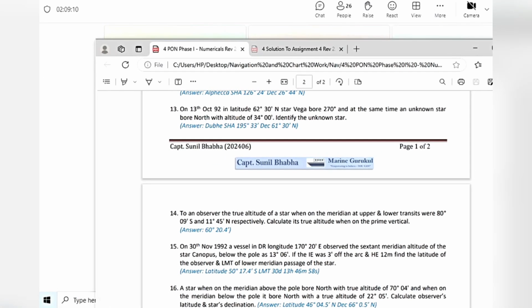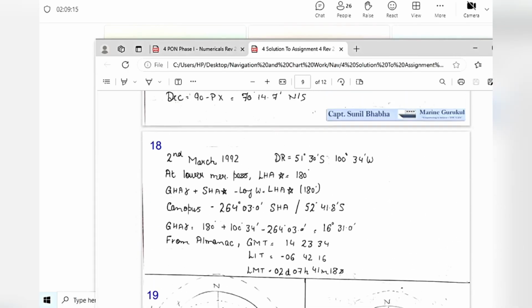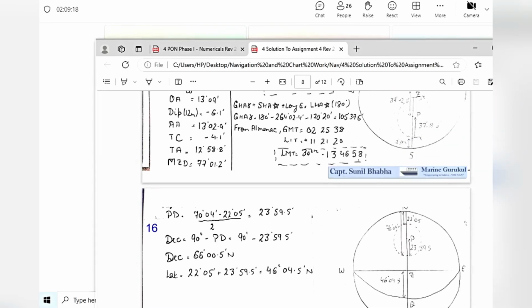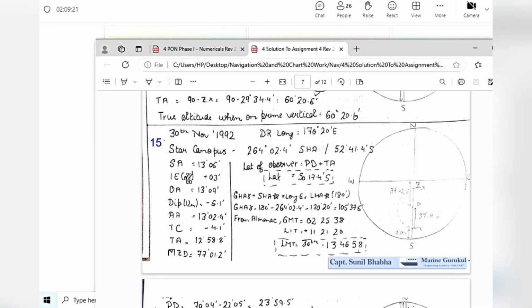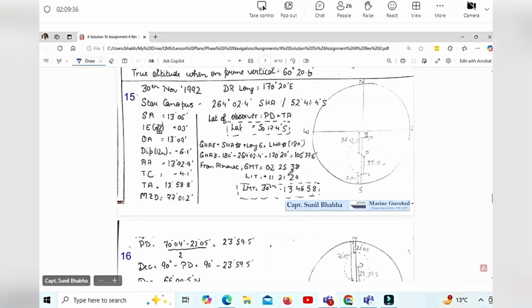Okay, got it, beta. What is the doubt? Okay, here it is, beta. No, you don't need to make this anywhere. Just make the true altitude, beta.